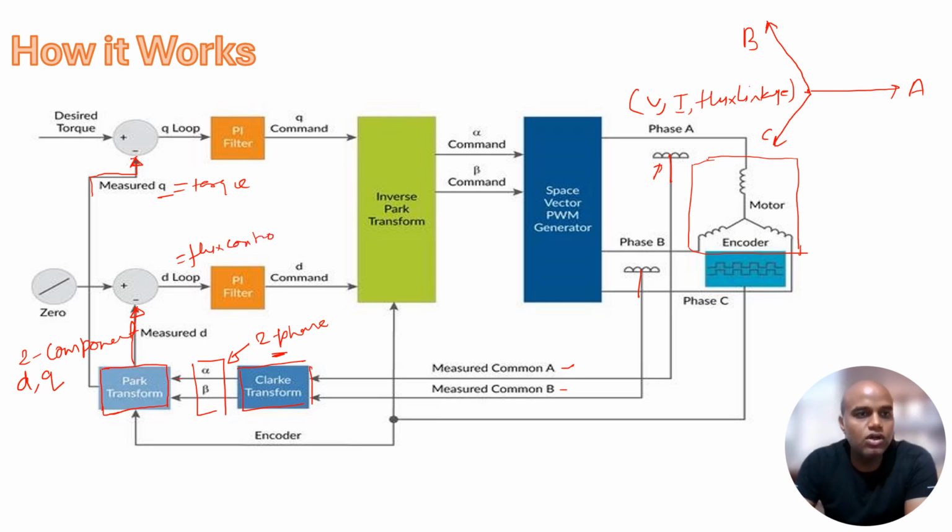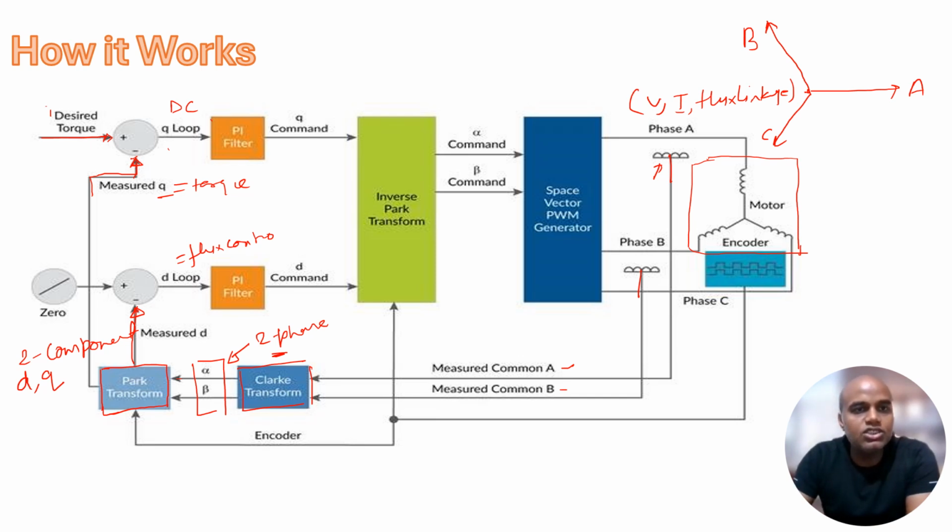Alright, so here I want the quadrature axis, which is responsible for the torque control, to be maximized. Therefore I have given the desired torque, and I'm comparing the desired torque and the measured Q value over here, which is simply a DC component. Q and D both are DC components. So now I can apply the PI controller.